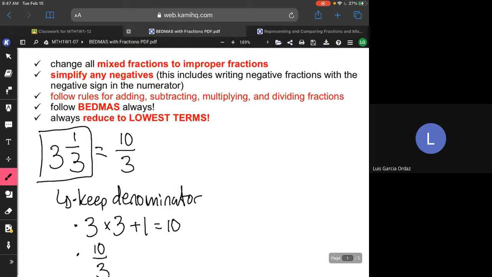Okay? So we want to simplify. Yes, Caesar? Do you have to always add 1, or is it whatever's in the numerator? Oh. So you're going to add whatever's in the numerator.